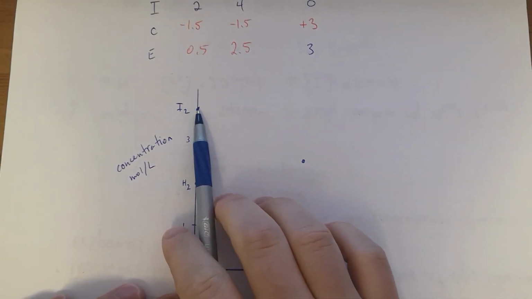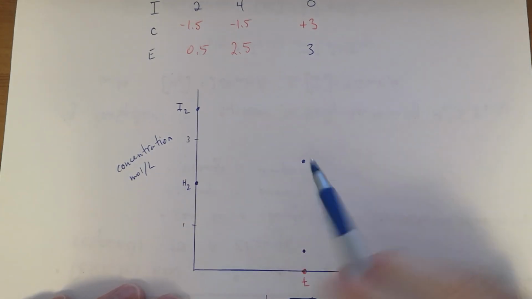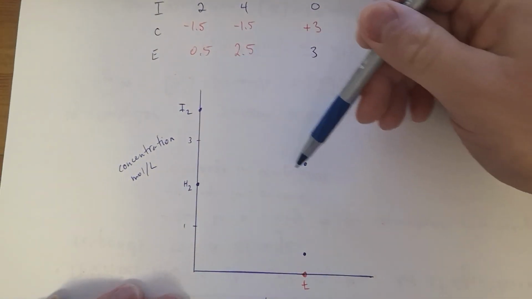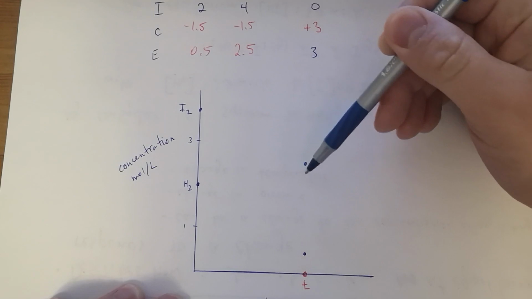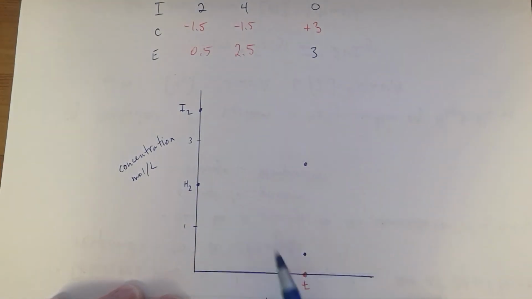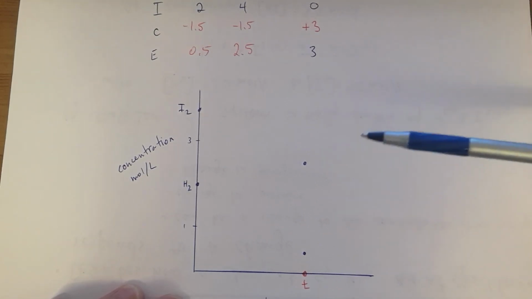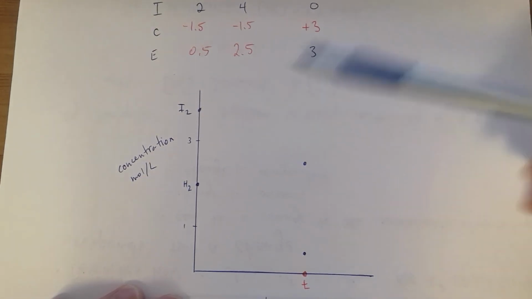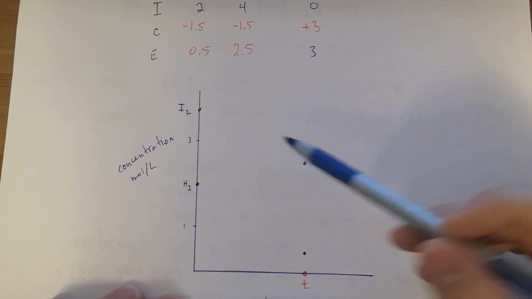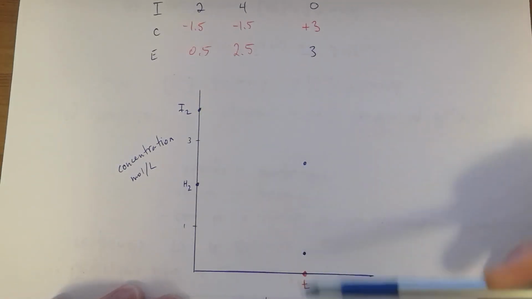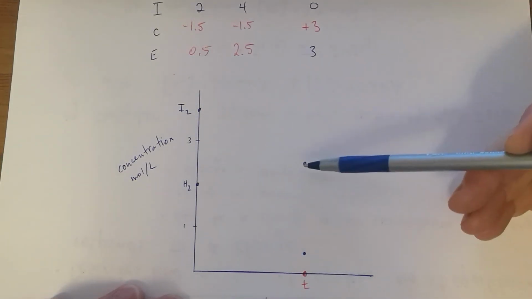Iodine starts up here, ends here. You're not going to connect this with a straight line because that would tell you that the rate of reaction is constant. So where do you think the rate of reaction is going to be greatest? At the beginning or at the end? Well, the way equilibrium works is equilibrium occurs when there's no noticeable reaction. So the reaction has to be slowing down as it gets to equilibrium. I'm saying at time t is equilibrium.